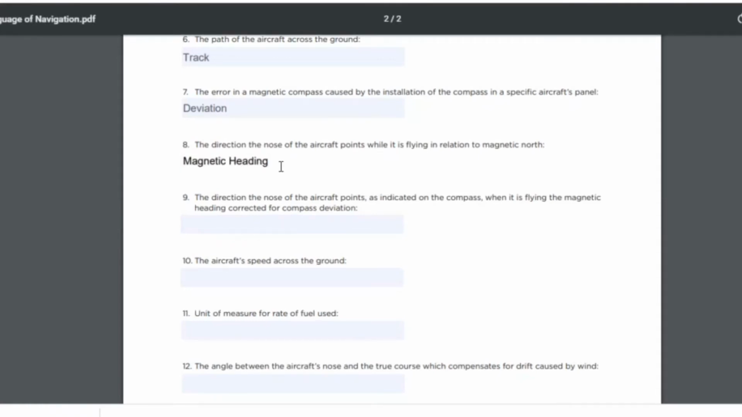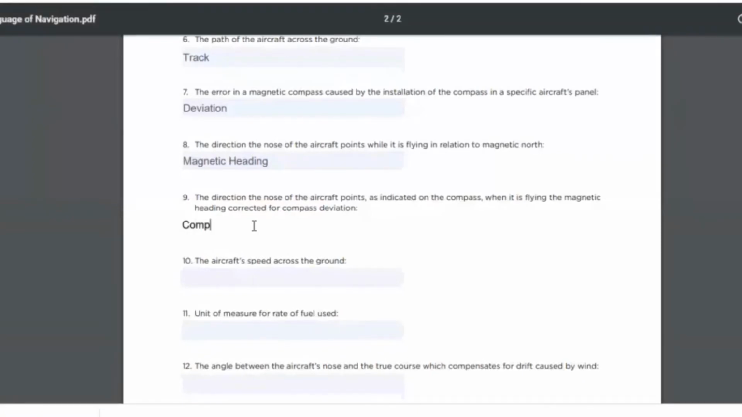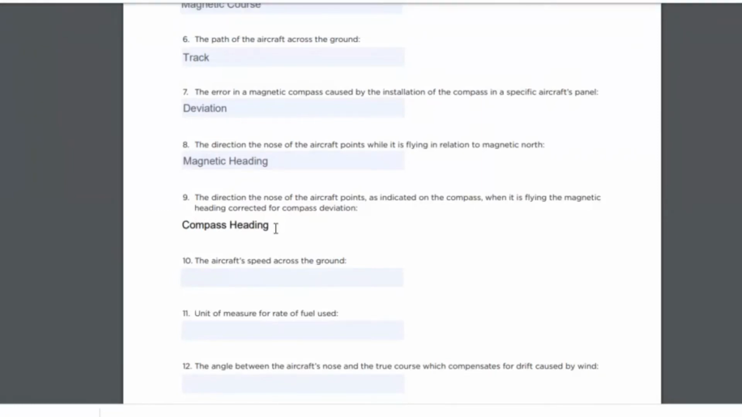So as you fly that ground track, the actual direction your airplane is facing is known as your magnetic heading. Which is the same thing as correcting for both wind and variation. The direction the nose points as indicated on the compass after being corrected for deviation, those magnetic errors inside the aircraft, is your compass heading. And that's what we want to calculate. This is the final thing that we're trying to calculate when we do these navigation direction questions.